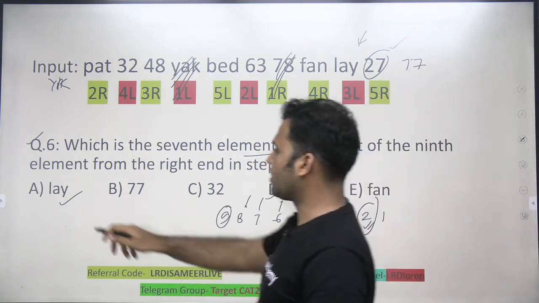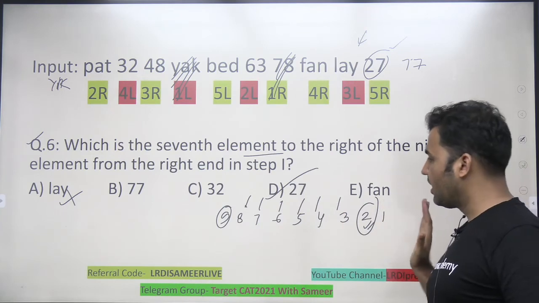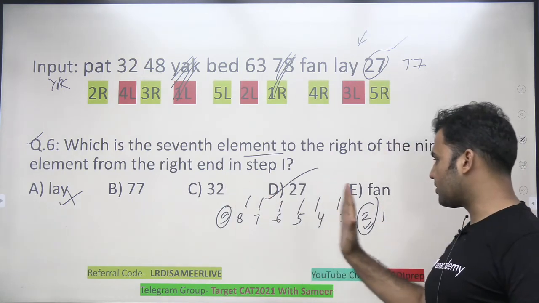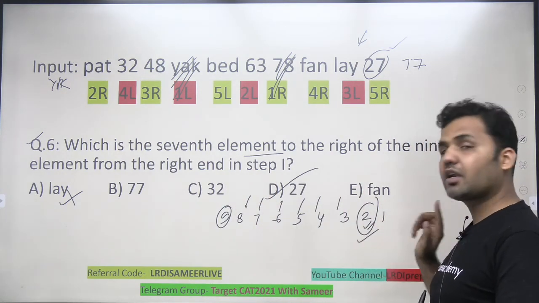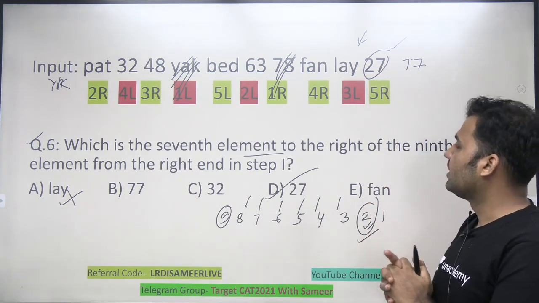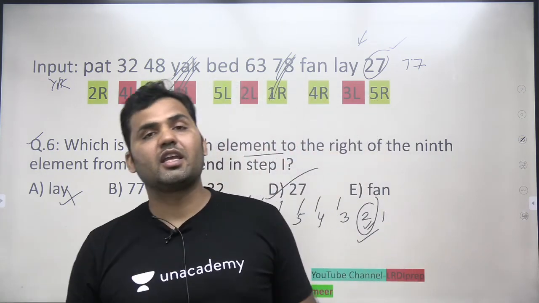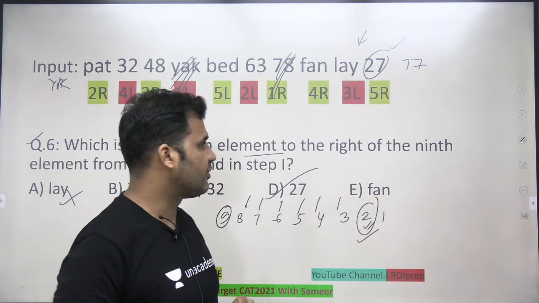So D is the answer, not A. So I'm moving 9 steps in this direction and 7 steps back. So I'll be positioned at this element, second from the right hand side, which is 27 here. So D is the correct answer to the question. So these were the 6 questions of the input output set asked in the previous year paper of Maharashtra CET.